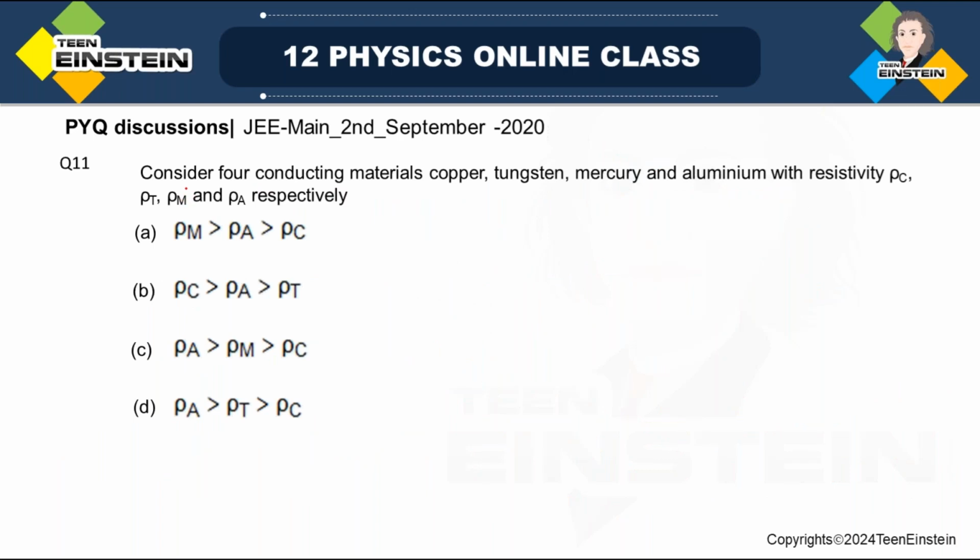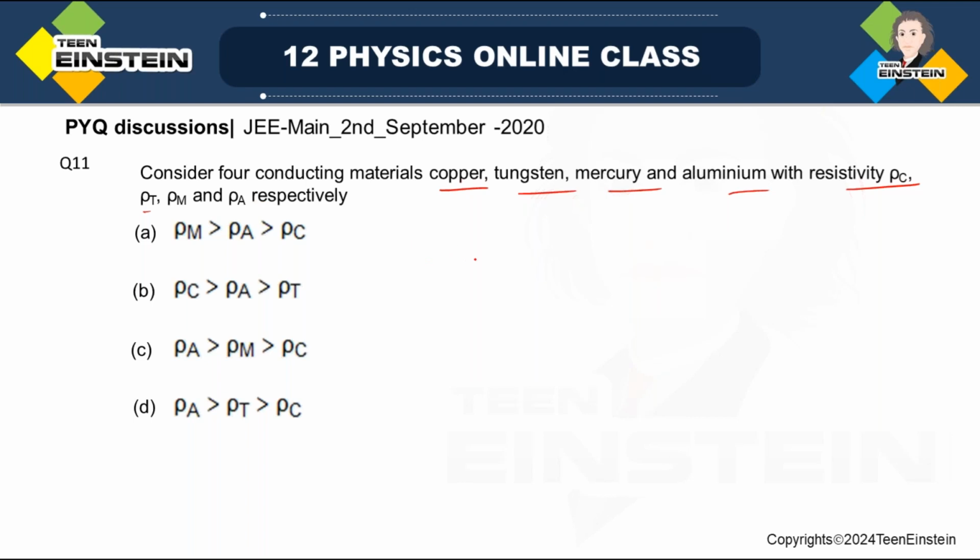Okay, so this says consider 4 conducting materials: copper, tungsten, mercury, and aluminium, with resistivity rho C for copper, rho T for tungsten, rho M for mercury, and rho A for aluminium, respectively.